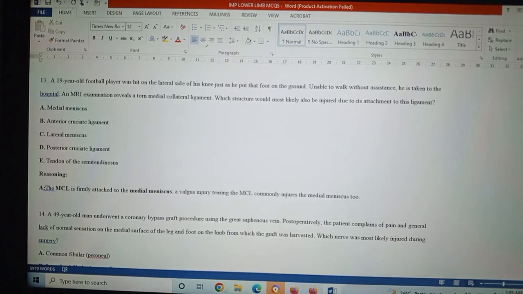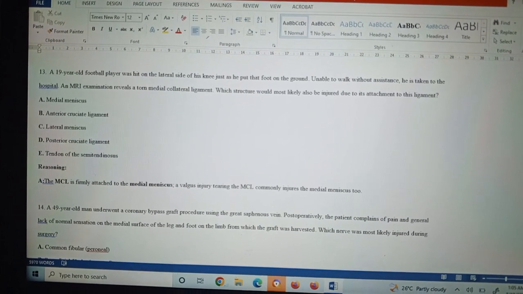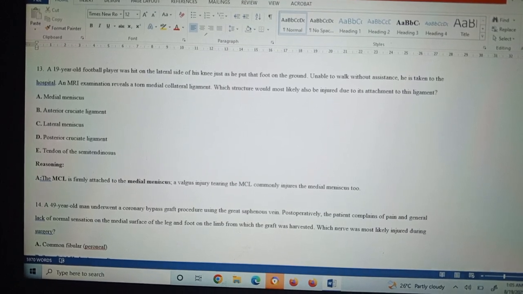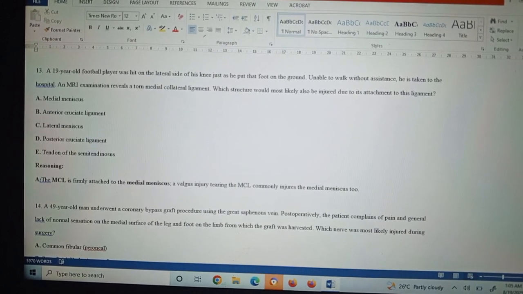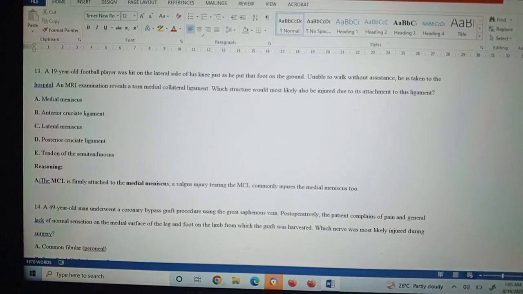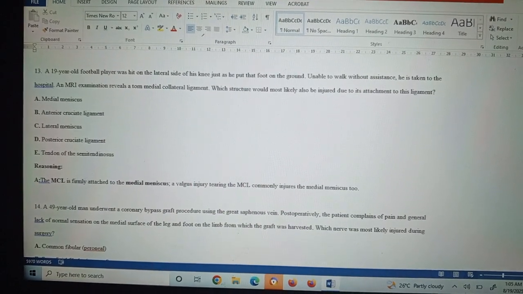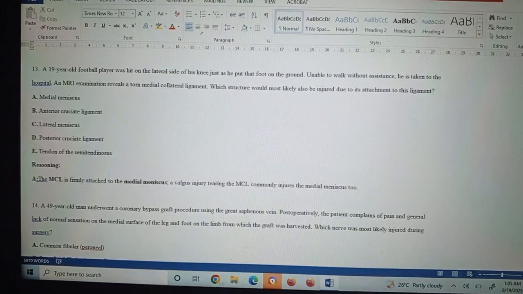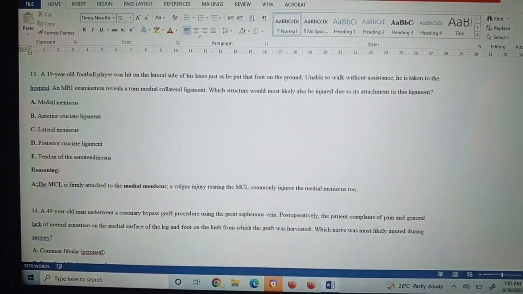That is the MCL. MCL is medial collateral ligament, which is firmly attached to the medial meniscus. A valgus injury tearing the medial collateral ligament commonly injures the medial meniscus too.